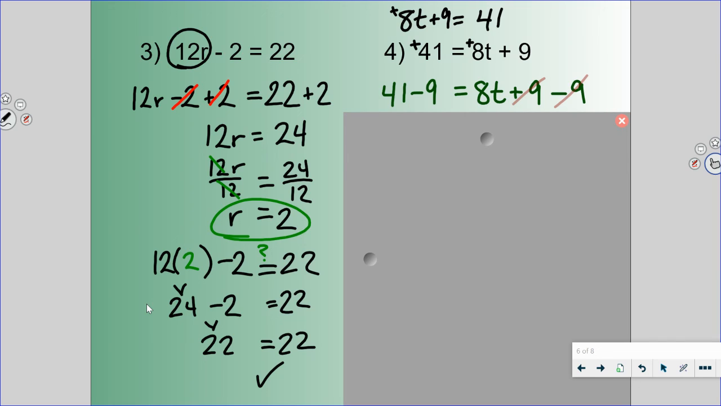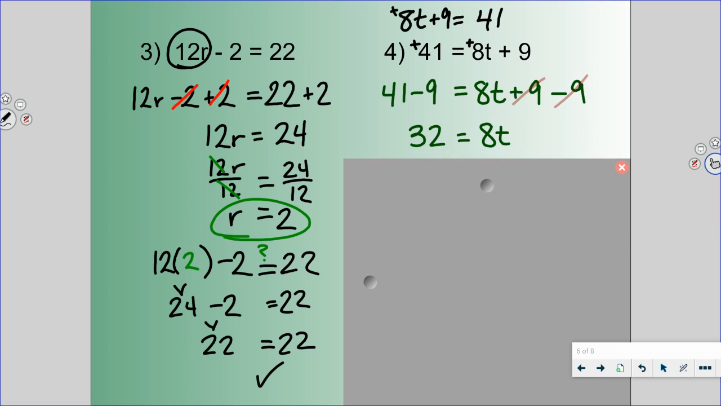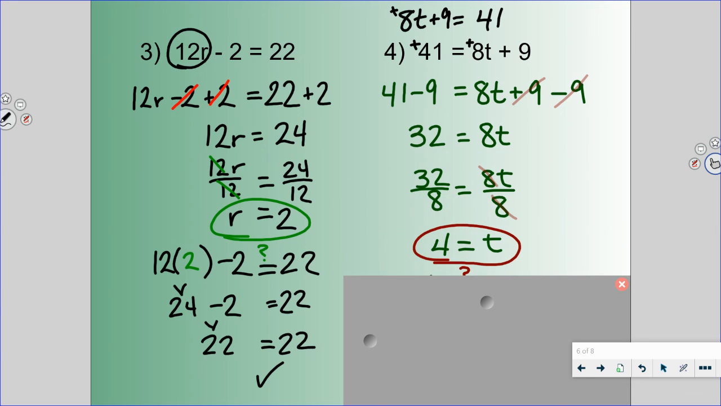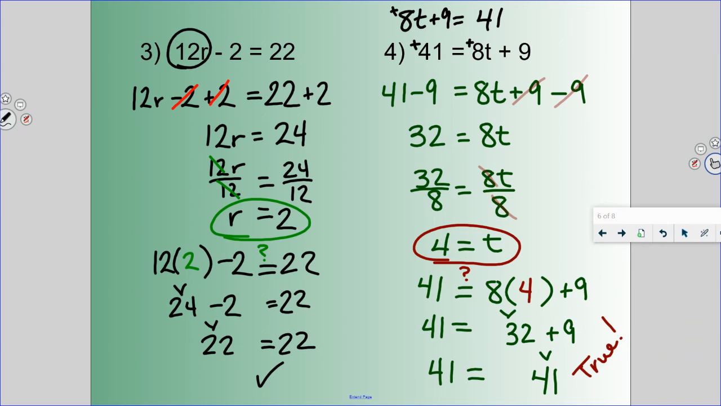Once you eliminate the 9, then go ahead and find out we have 8t's equal 32, but we want to know what a single t is. So let's divide both sides by 8. In this case, we believe it's 4. And when we check, it ends up working out. 8 fours is 32. 32 plus 9 is 41. Indeed, that is a true statement.